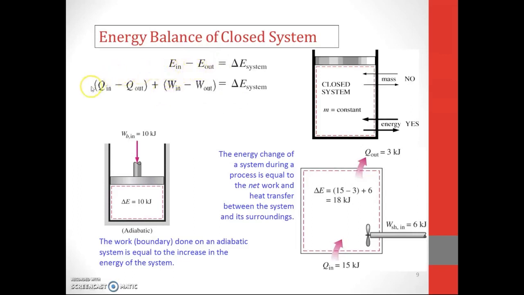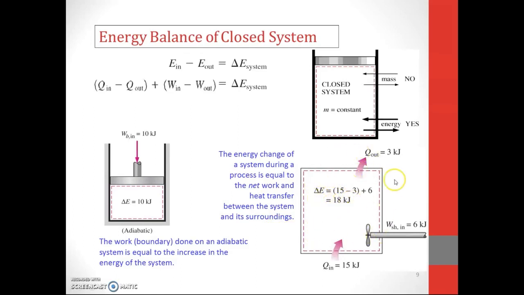But when we rearrange the equation, we will get Q in minus Q out plus work in minus work out, which is also equal to delta E system. Okay, so for a closed system, there is no mass being transferred in or out, but the energy can be transferred in or out. The work boundary done on an adiabatic system is equal to the increase in the energy of the system. So if you supply 10 kilojoule, the change of energy is equal to 10 kilojoule. The energy change of a system during a process is equal to the net work and heat transfer between the system and its surrounding, okay?